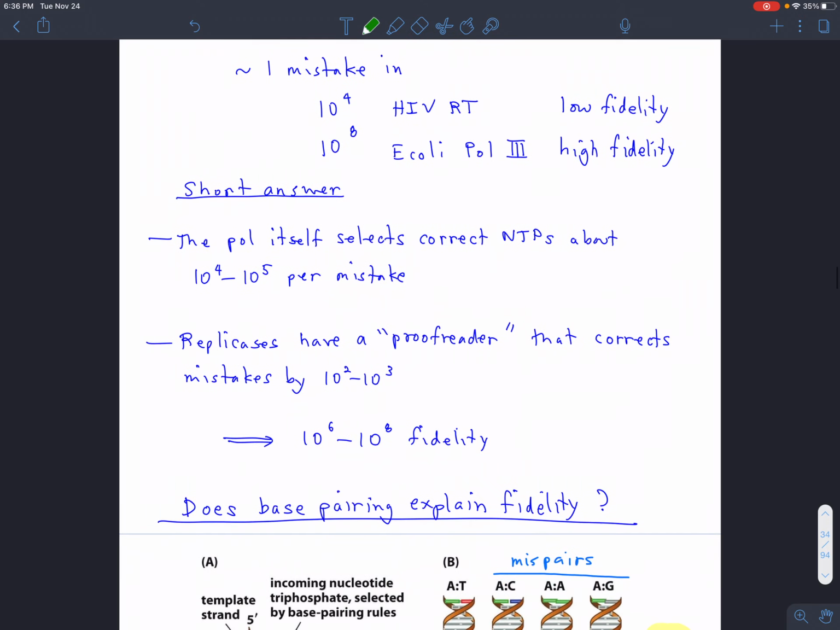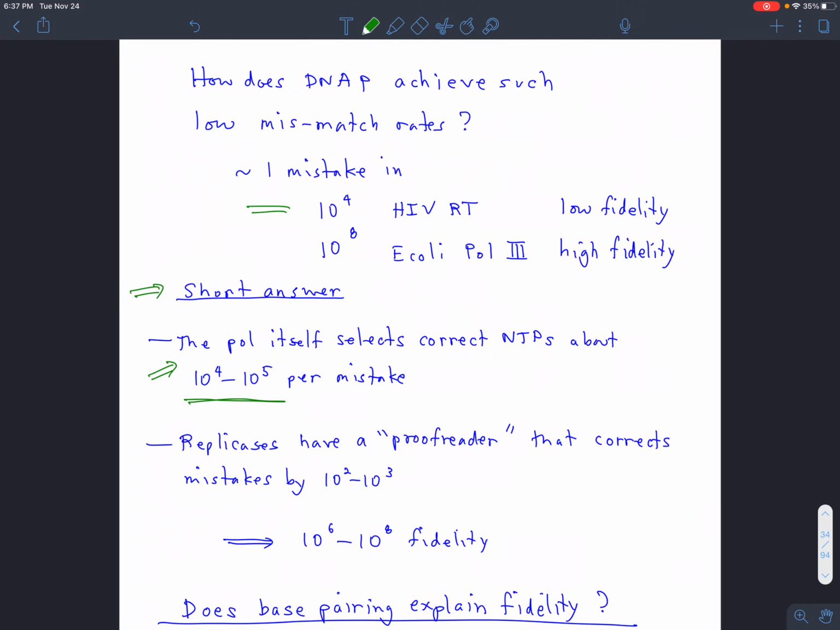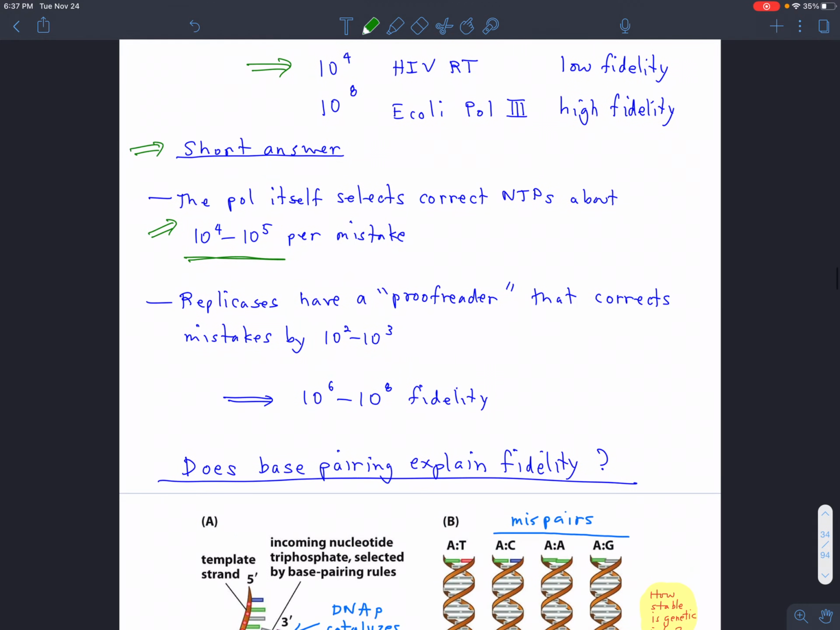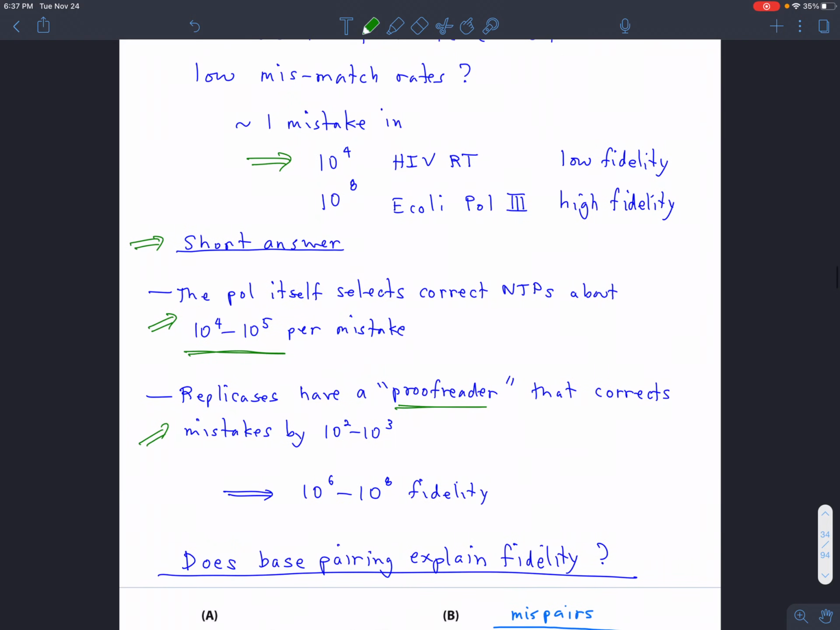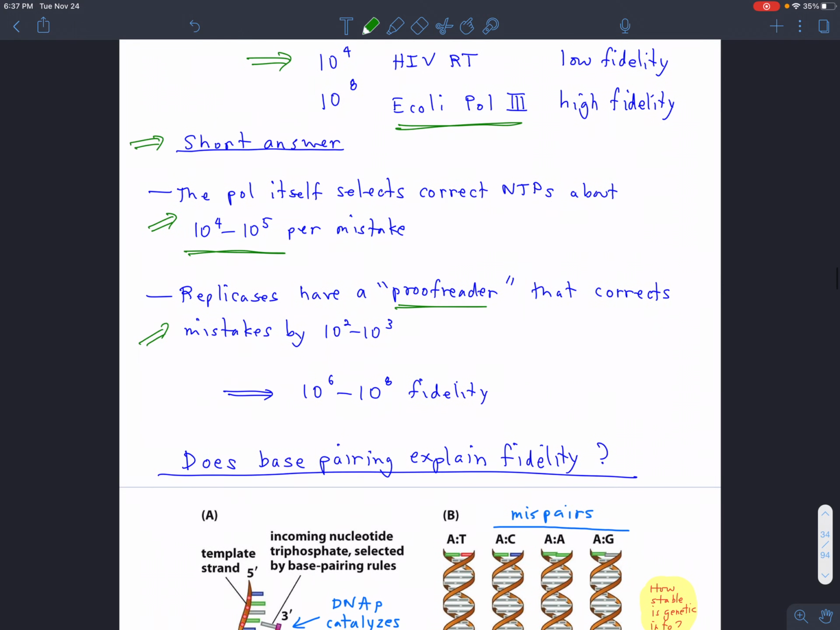How does it do that? Well, there's two answers to that, and short answers, I guess. One is that the polymerase itself has a pretty low error rate. So 1 part in 10 to the 4 or 10 to the 5 per mistake, that's basically HIV-RT. HIV-RT doesn't have the second reason, which is a proofreader, but E. coli does.